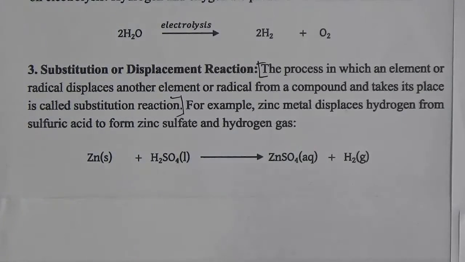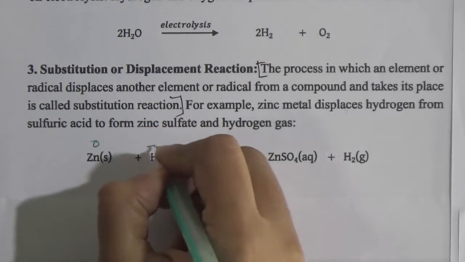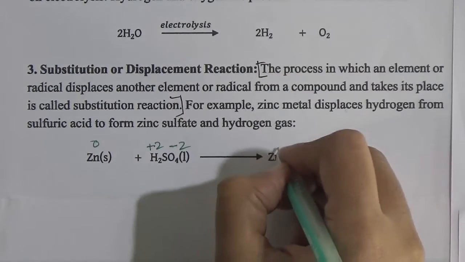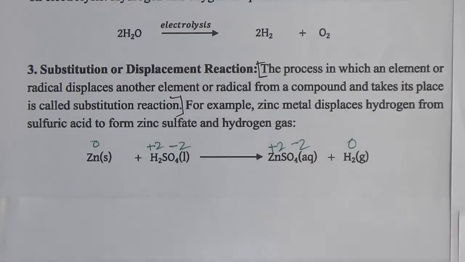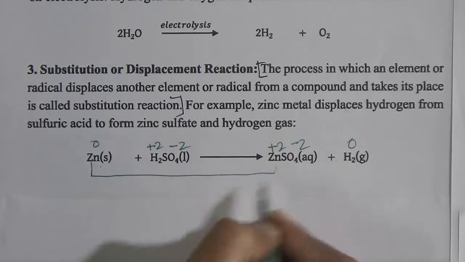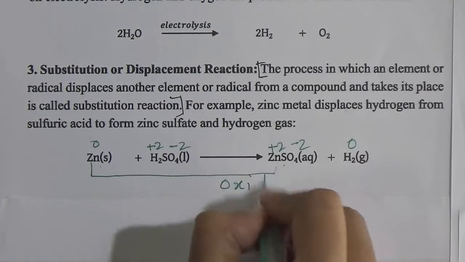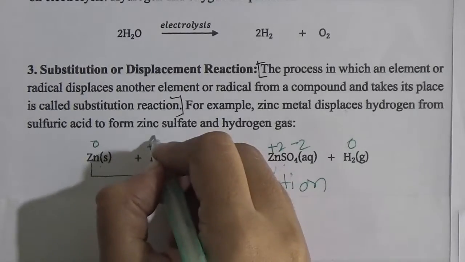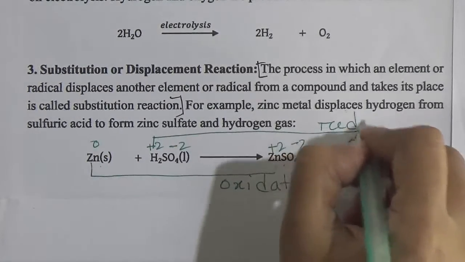Again, why is it an oxidation reduction reaction? Here zinc's oxidation number is 0, it will be +2, and here it will be +1, it will be -2, and here 0. Look, zinc's oxidation number was 0, but it becomes +2, so here oxidation occurs, and here hydrogen was +1, but it becomes 0, so here reduction occurs.